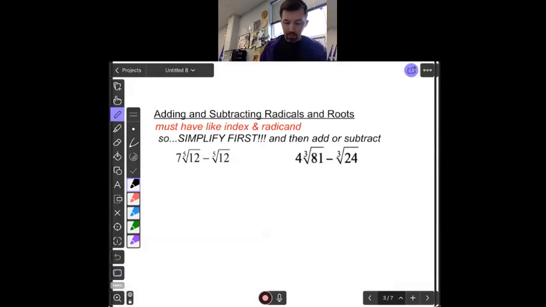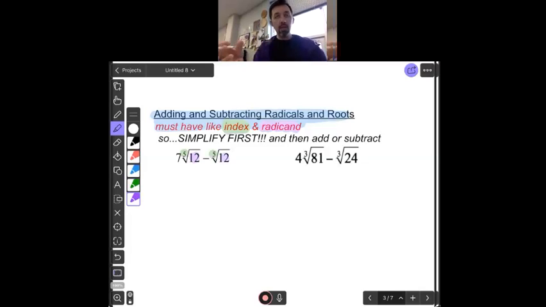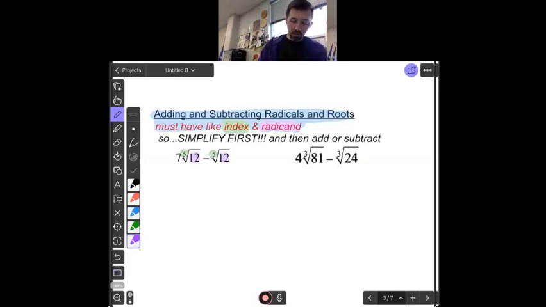So, adding and subtracting roots, you might want to write down this part. Really, this is the big deal. In order to do this, the index has to be the same, and then the radicands also have to be the same. If those two things match, then you can just do the math the way it says. If they match, this problem is essentially the same thing as 7x minus x. It's just like terms. The things have to be the same in order for me to add or subtract them. So when they match, you can just do it the way it is.